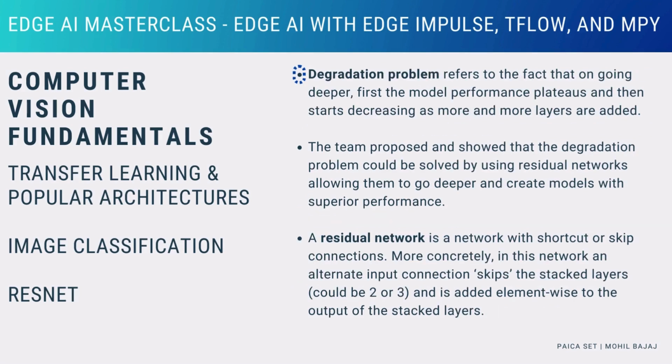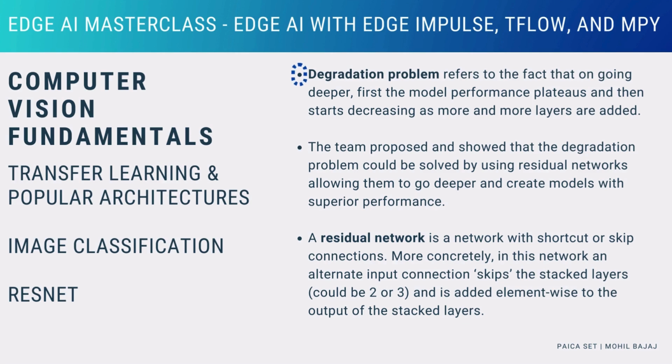What is the degradation problem? Well, the degradation problem refers to the fact that on going deeper, first, the model's performance plateaus, and then starts decreasing as more and more layers are added. For example, if you were to take a 10-layer model and add 10 identity layers to it at the end, the error in the newer model would be the same or worse.